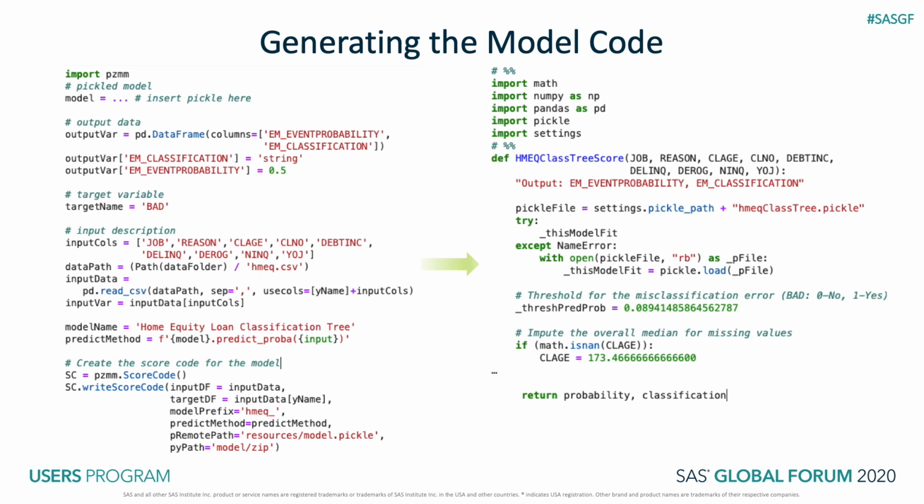And fourth, specify the path of your pickle file using a variable defined in the imported settings package, pickle path. Since Model Manager can deploy the model to multiple locations, using settings.picklepath allows for dynamic deployment without needing to rewrite the source code.